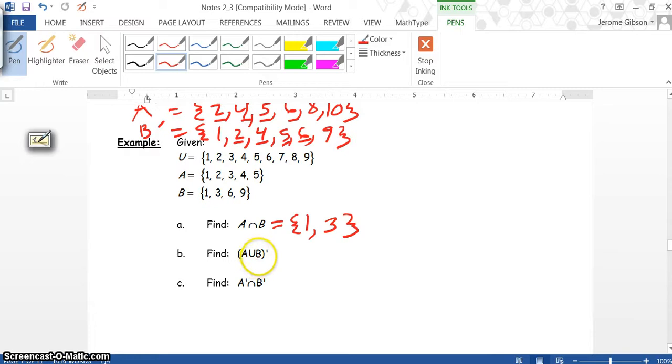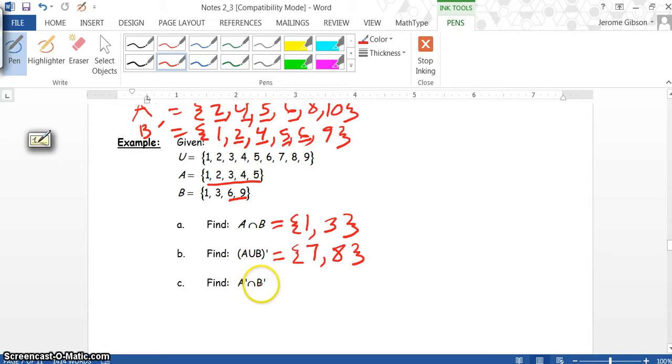Now, we have A union B, complement. So we have 1 through 5, 6, and 9. We know that it will be all of these digits plus 6 and 9. So A union B complement would be the numbers contained in the universal set that are not these numbers. So we would look at 7 and 8. And that is the complement.